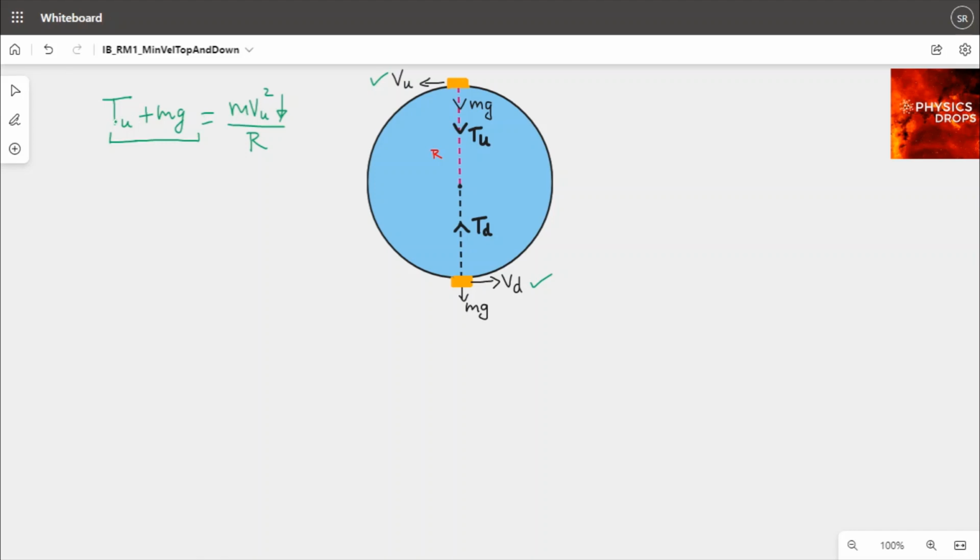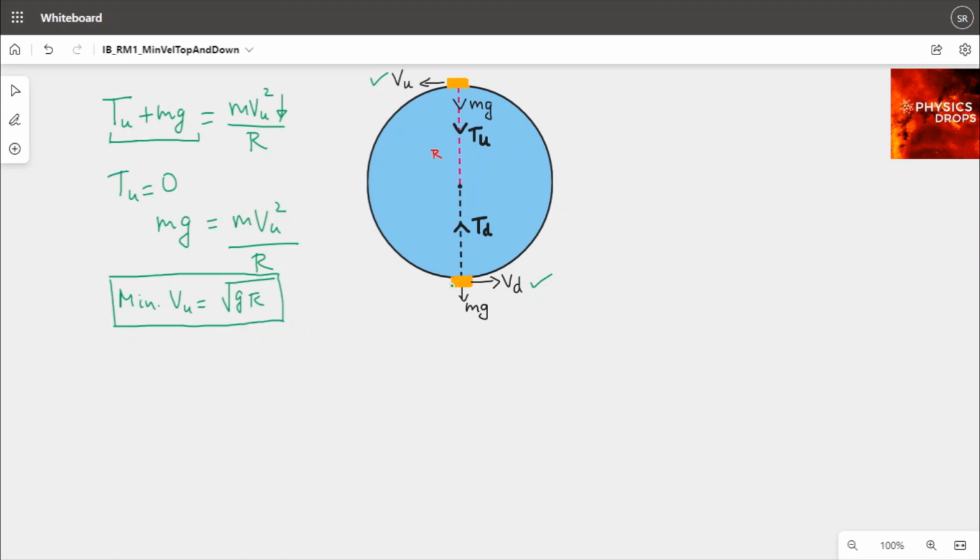Which means the other way is that when the tension is zero, when Tu is zero, that is when I achieve the minimum velocity. That's the boundary point or the exact point after which it will not go around in circular fashion. The tension needs to be a little more than zero. To find the exact value, we can equate T equals zero. When T equals zero, the equation becomes mg equals m Vu square by r. Now if we cancel out m and simplify this, we get the velocity at the up position, the minimum velocity that's needed at the top, is square root of gr.